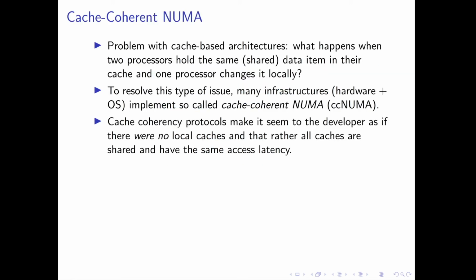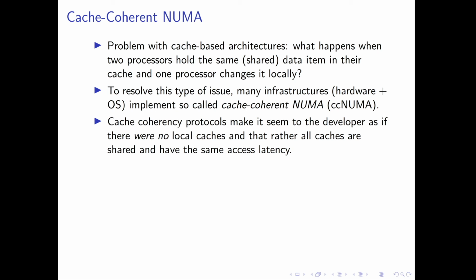Yesterday we already started talking about NUMA systems and that they are multi-core and multi-processor systems. And each of those cores or processors has its own local memory. And things become complicated when other processors try to access data items that are located in this local memory. Things become even more problematic when there are cache hierarchies. Then the ultimate question becomes, what happens when one processor holds a shared data item in their cache, and another processor changes it locally? So what are the communication patterns to resolve this issue?